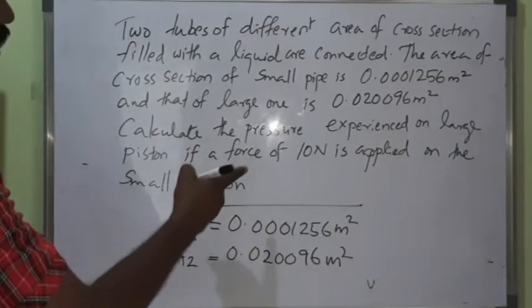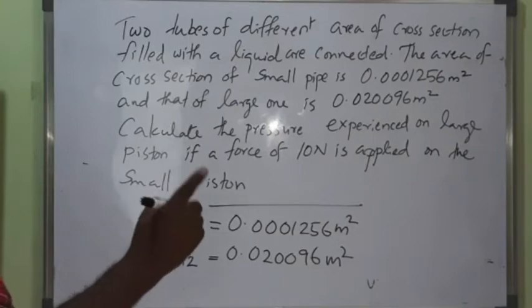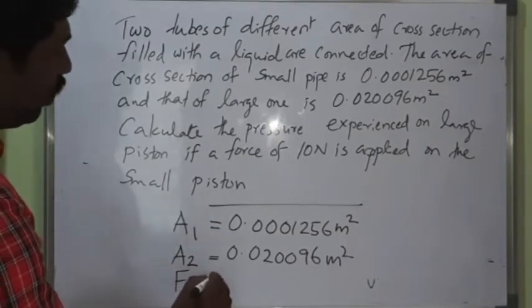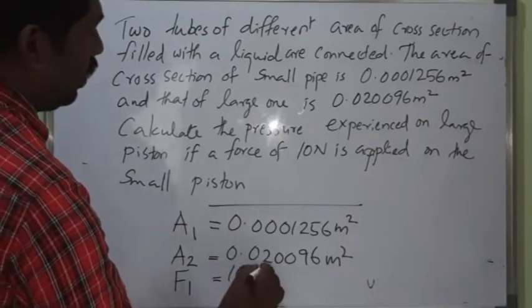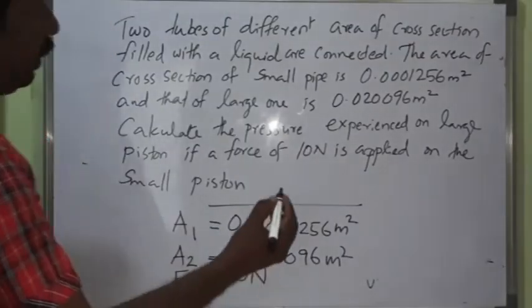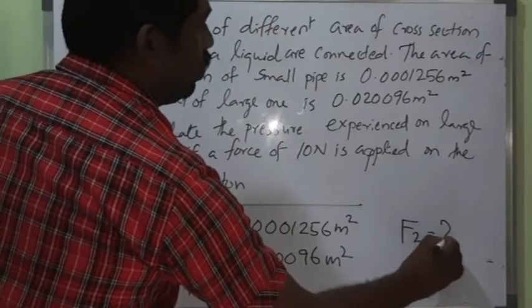Next one, the force applied on the small piston. The small piston is the first piston. So the force applied is F1. F1 is equal to 10 Newton. We want to find out the force experienced on the second piston, that is F2.